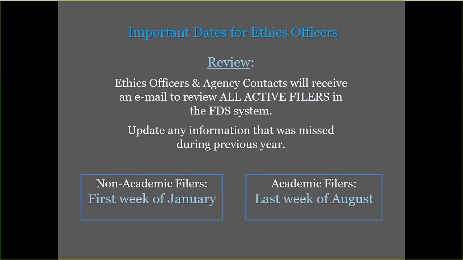All right, so important dates. Another one of your handouts lists the important dates and when various functions need to happen. The first is the review of the agency list. We sent you an email in January saying, hey, it's that time of year again. It's time to start reviewing your list of active filers and making any updates. We sent that out for non-academic filers in January. For academic filers, those notices go out in August.